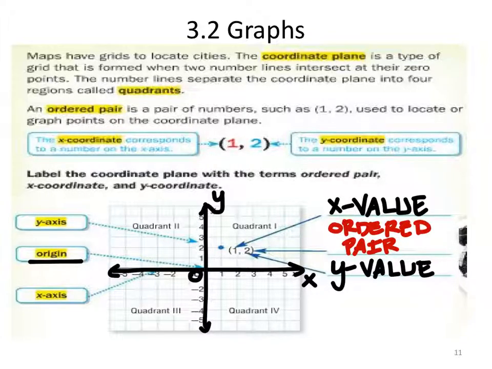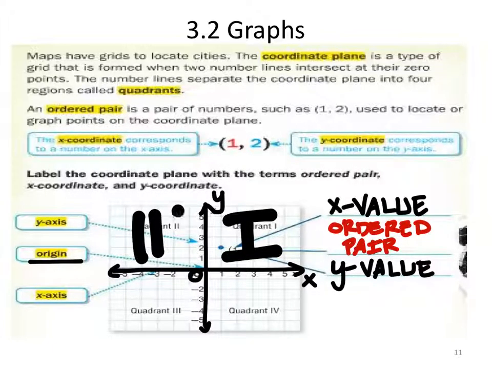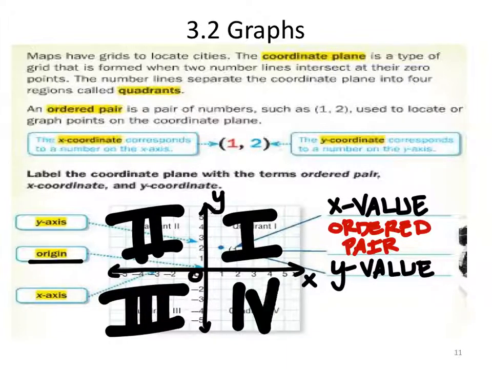Okay? I put x value and y value. You could also identify them as x and y coordinates. It doesn't really matter. What does matter, though, besides that, is the quadrants. As we can see with the two number lines splitting things up, we have 4 parts to this, and we call those quadrants. This is quadrant 1, this is quadrant 2, this is quadrant 3, and then quadrant 4.